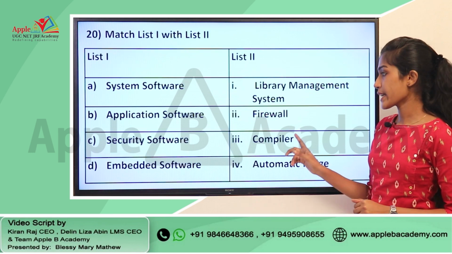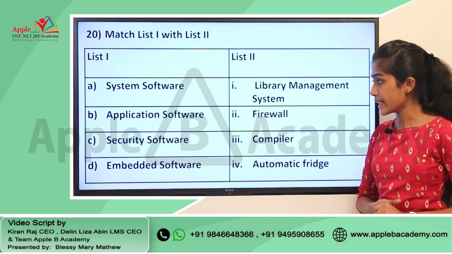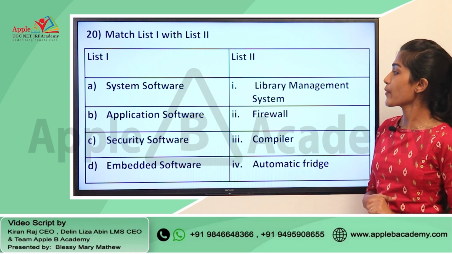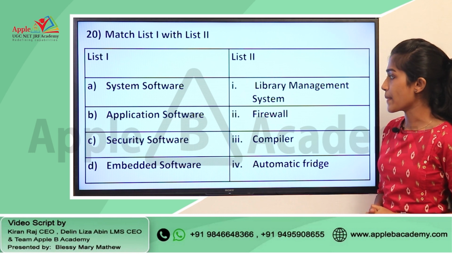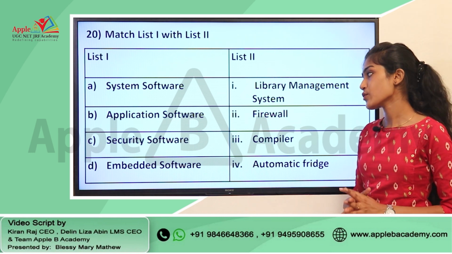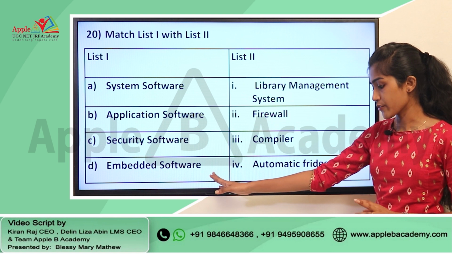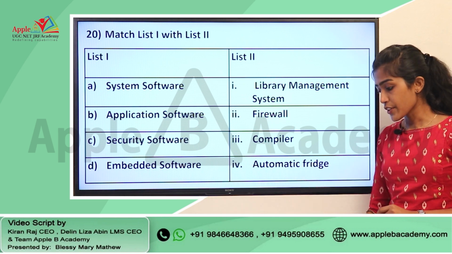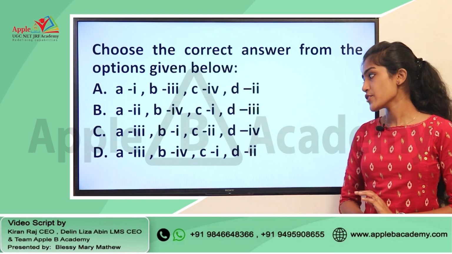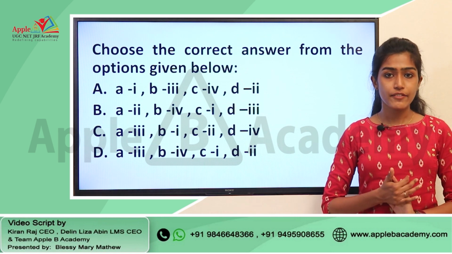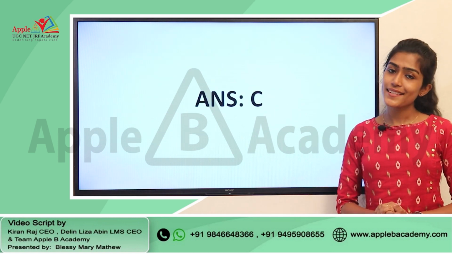System software can be associated with compiler. Application software can be associated with library management system, security software with firewall, and embedded software with automatic flight. So, A 3, B 1, C 2 and D 4. The right answer given for this question is option C.